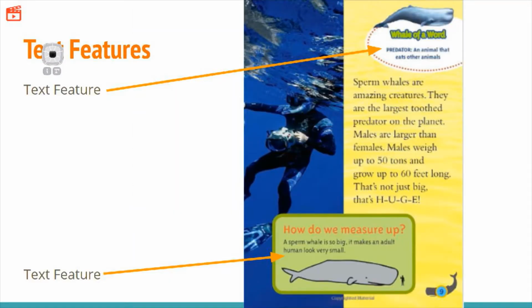Text features, remember, are those inserts that are on a page. The page you're looking at right now has two text features, two inserts that are added to the page. One of them is A Whale of a Word, a look at a vocabulary word that's a part of the page. And we have How Do We Measure Up, which is sort of like a little fun fact box, right? A little interesting tidbit of information. The main text is the part that's in yellow. So the text features are inserted onto the page, adding a little more information. We'll be reading that today as well.